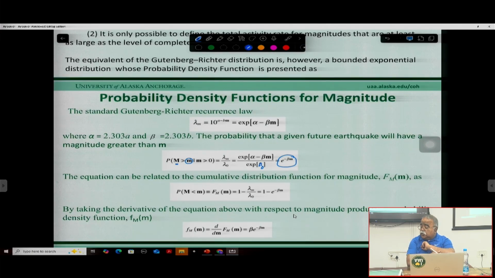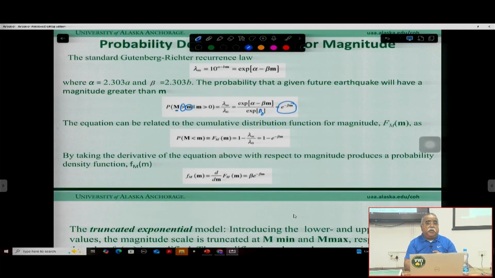So this is your exceedance, right? That means the magnitude exceeds a particular value m. Now, if it is a cumulative probability, what is the cumulative probability? Probabilities you need to add up to that probability. So that is your cumulative probability, right?